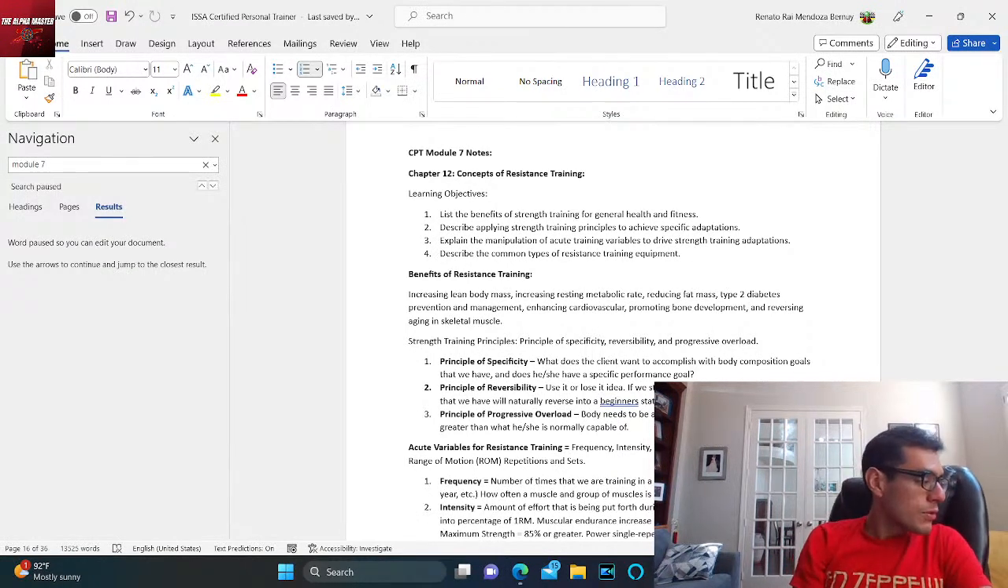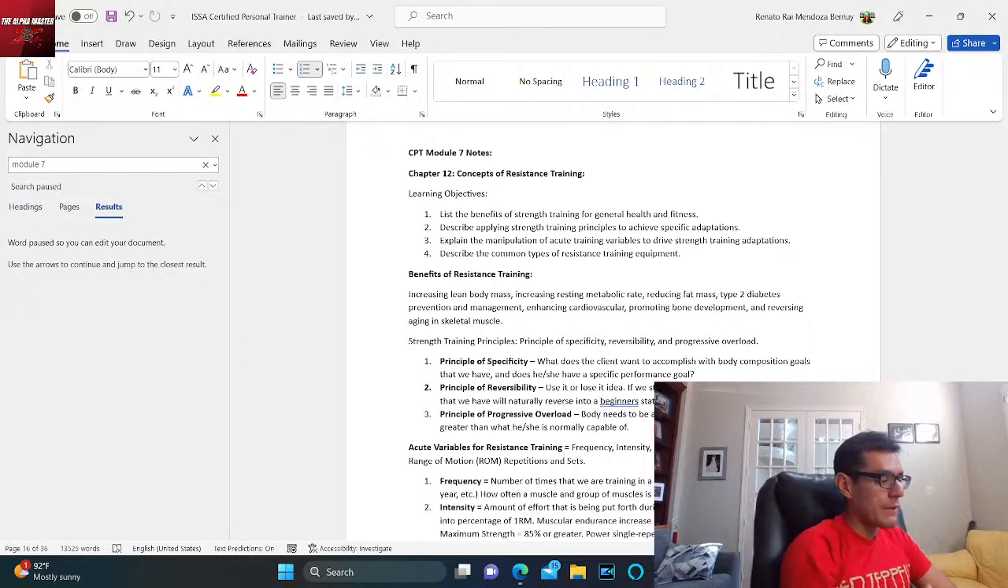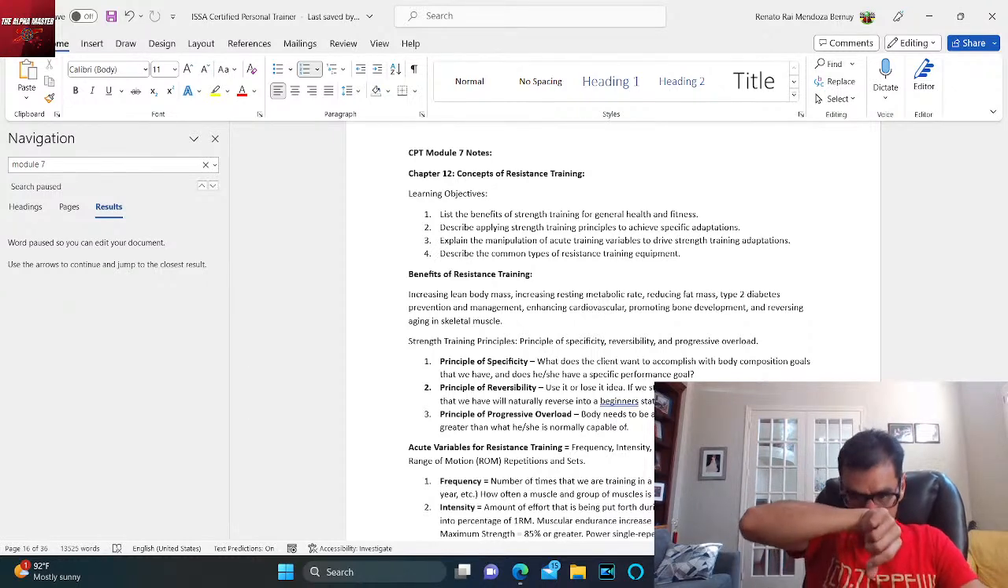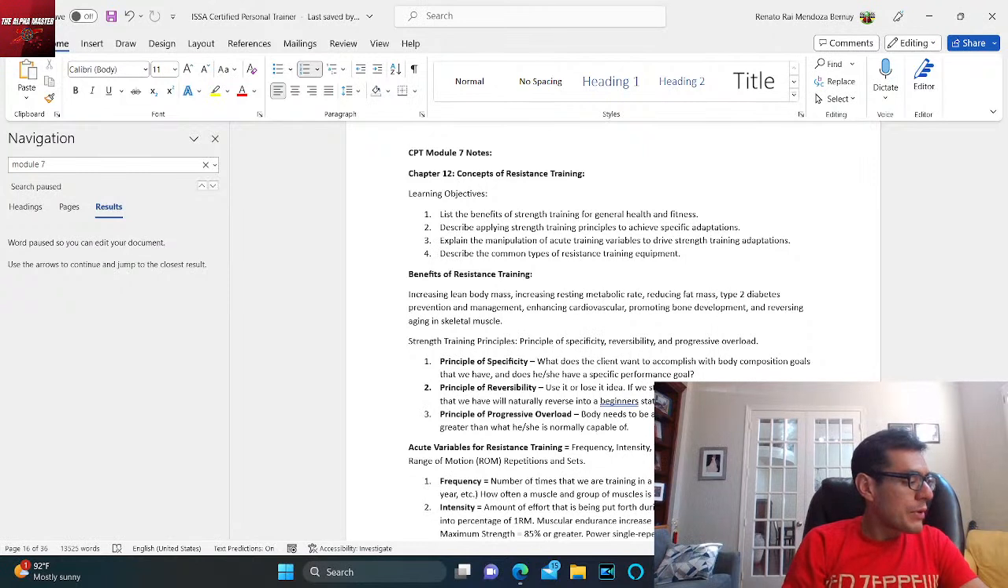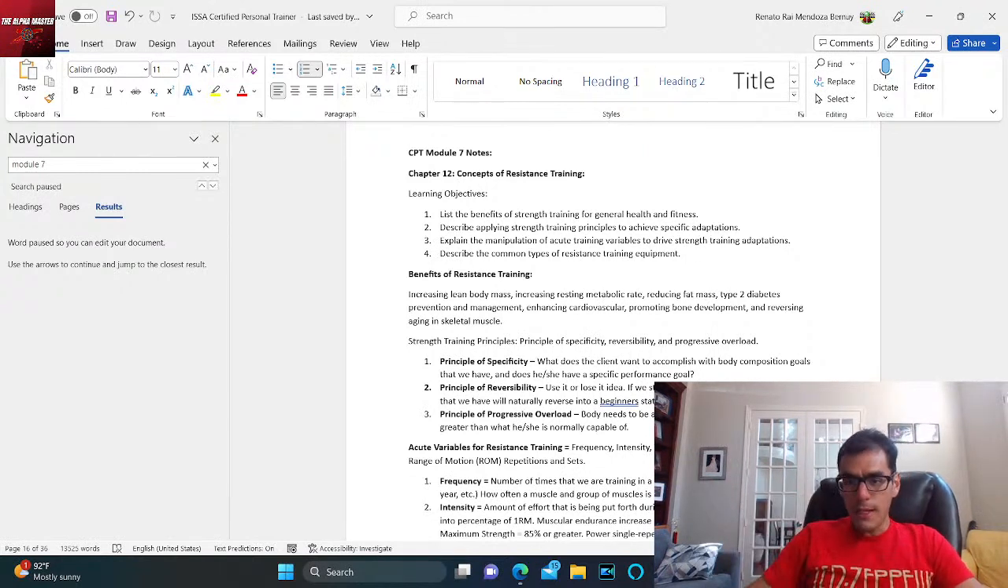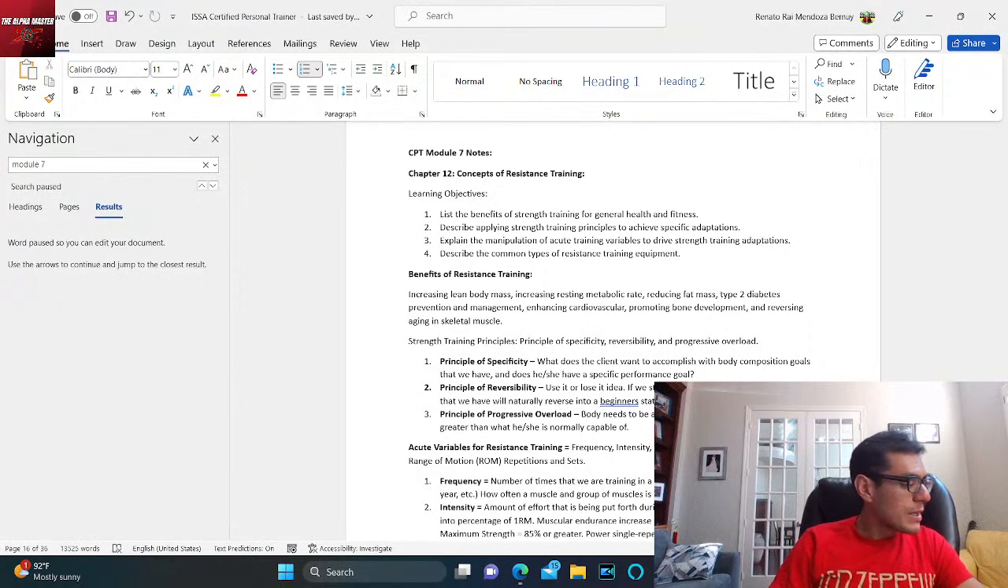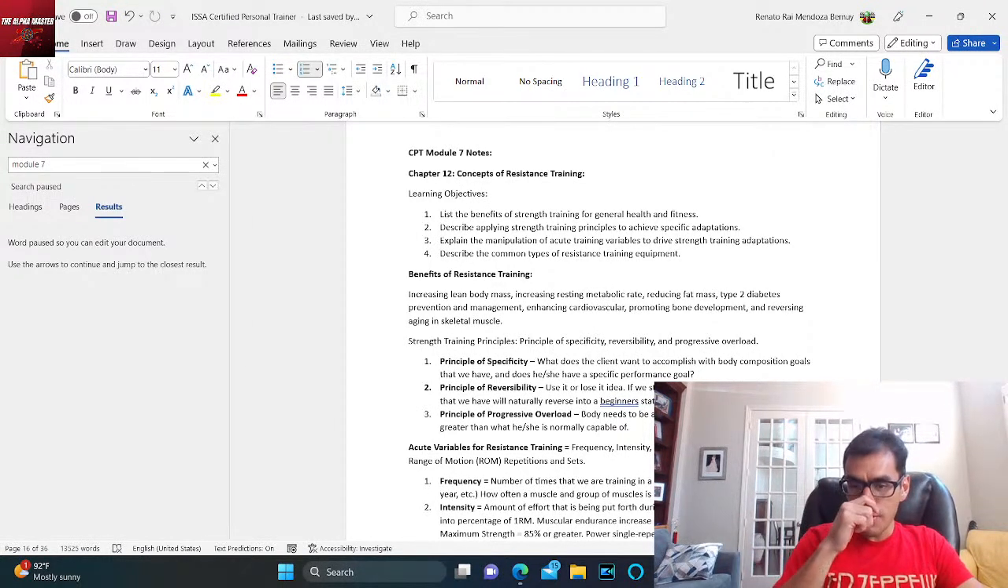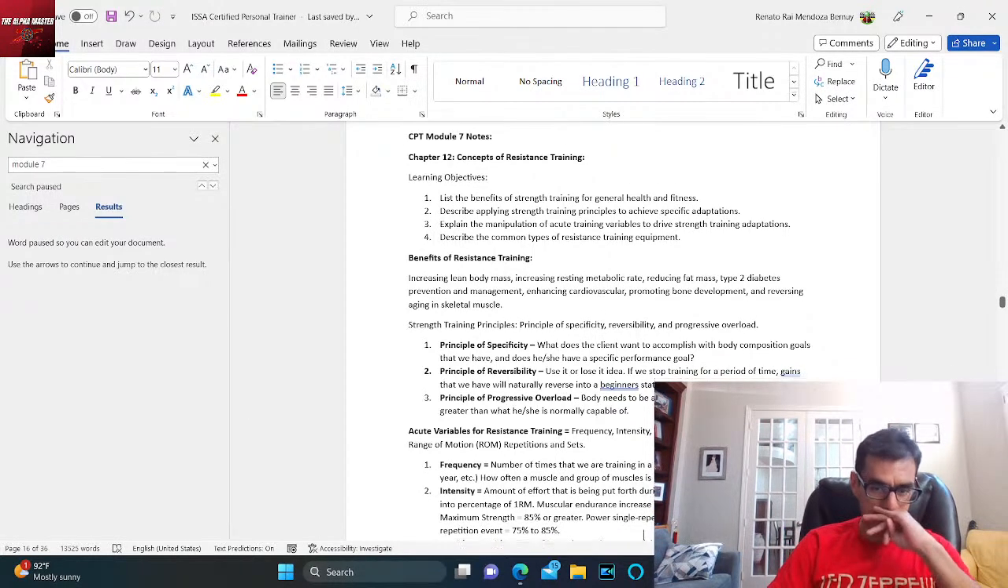It's so annoying. So for a training goal of muscular endurance, you have an intensity of 67% or less. For hypertrophy, or muscle growth, the intensity is 67% to 85% of one repetition max. For maximum strength, you have 85% or greater. For power single repetition events, you have an intensity of 80 to 90%. And for multiple repetition events, you have 75 to 85%.